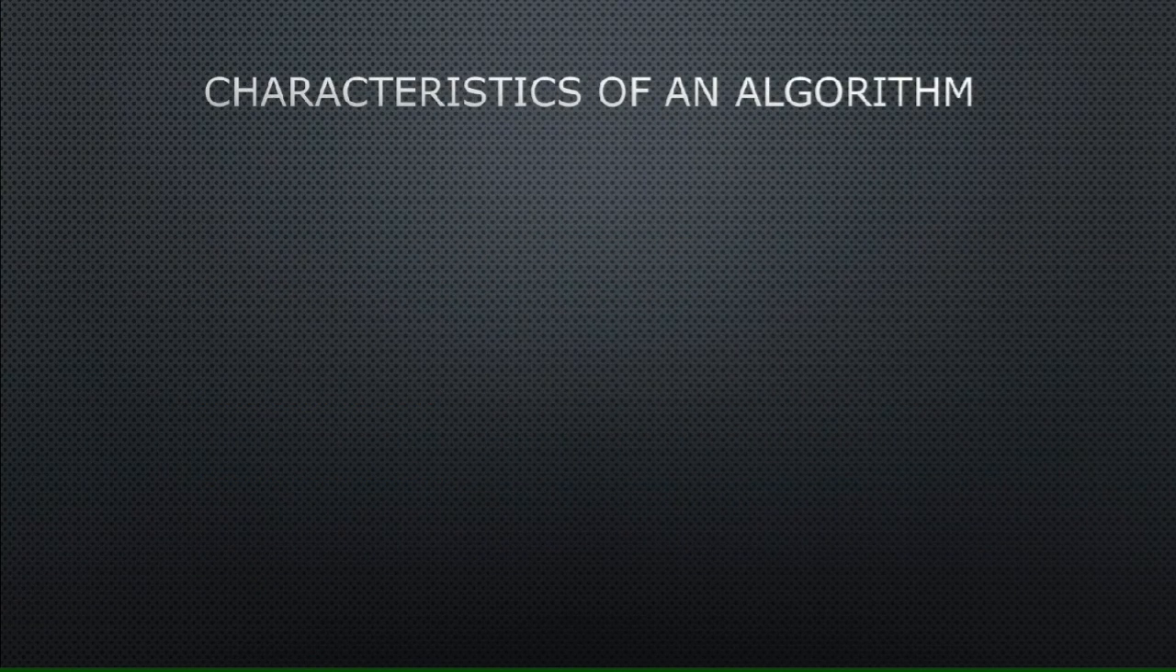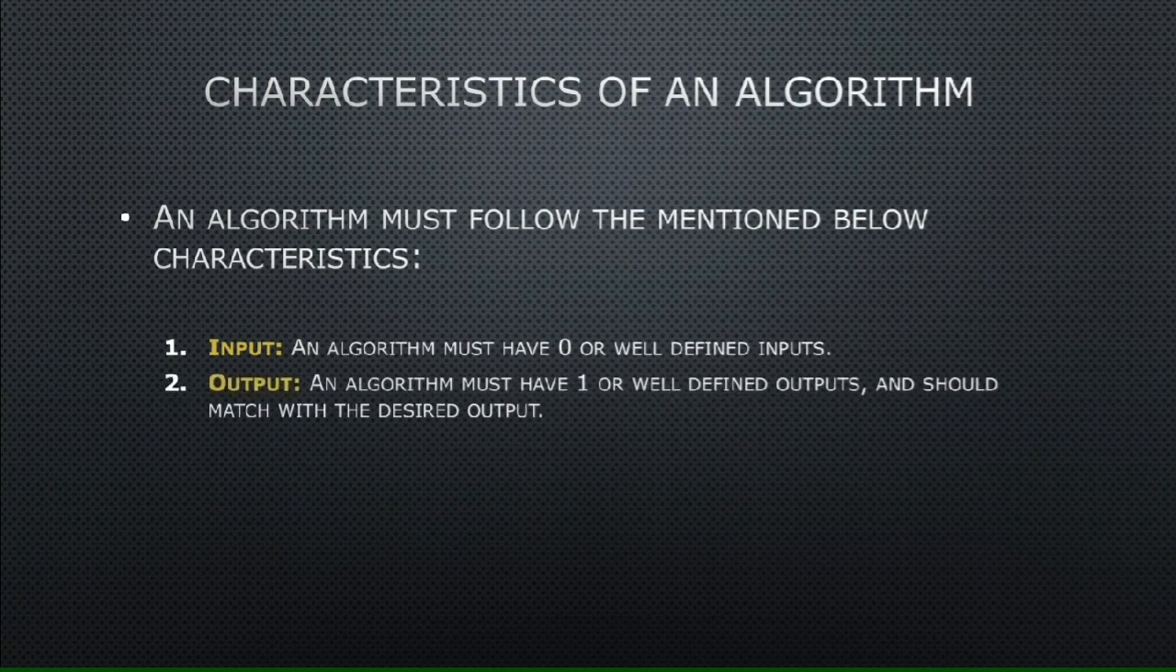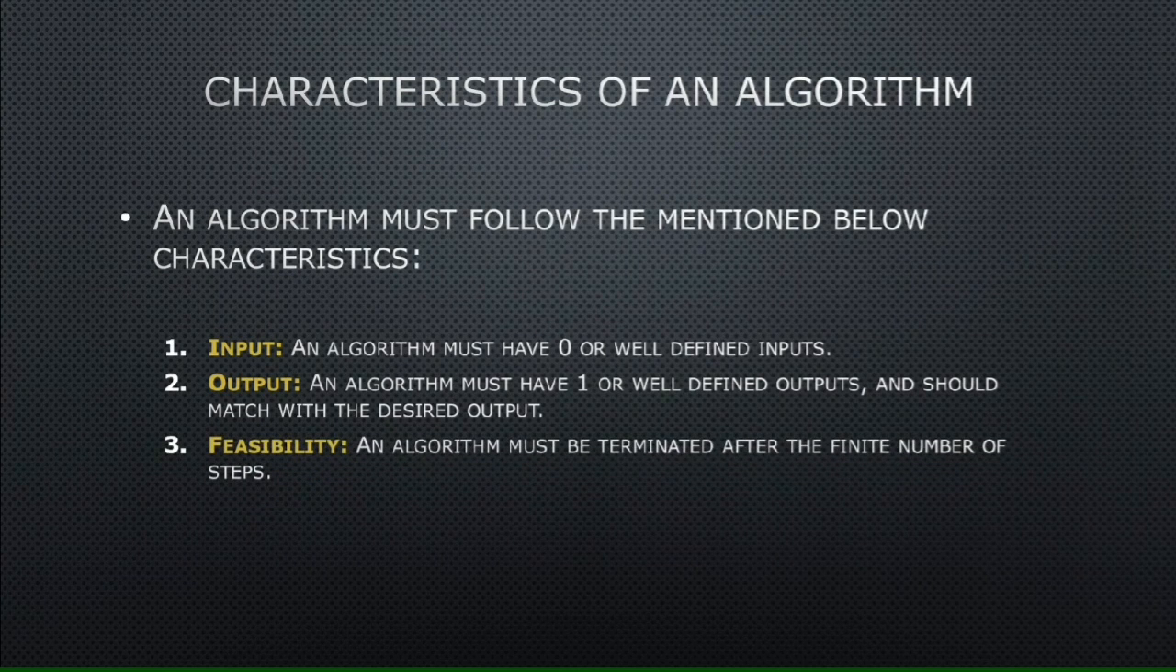Now let us take a look at the characteristics of an algorithm. An algorithm must follow the below mentioned characteristics. First one is input. An algorithm must have zero or more well-defined inputs. Second one is output. An algorithm must have one or more well-defined outputs, and should match the desired output. Third, feasibility. An algorithm must terminate after a finite number of steps, which means it should not enter an infinite loop.